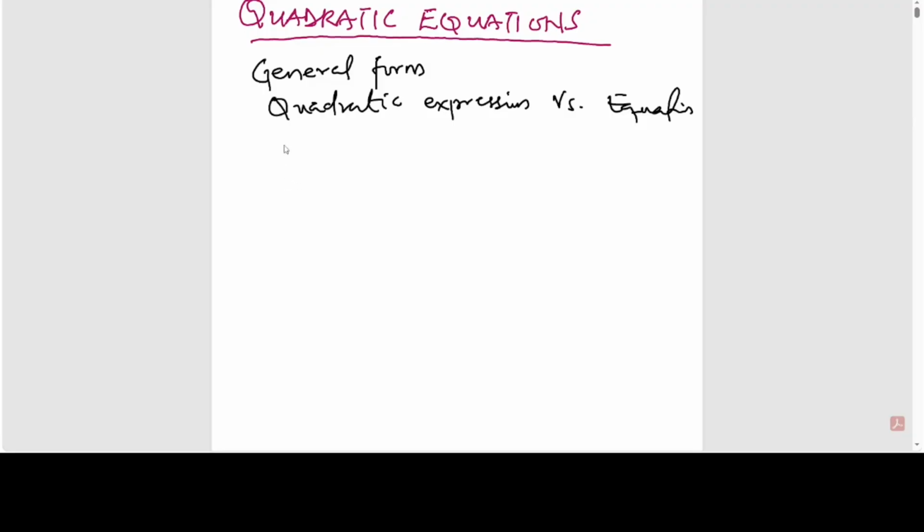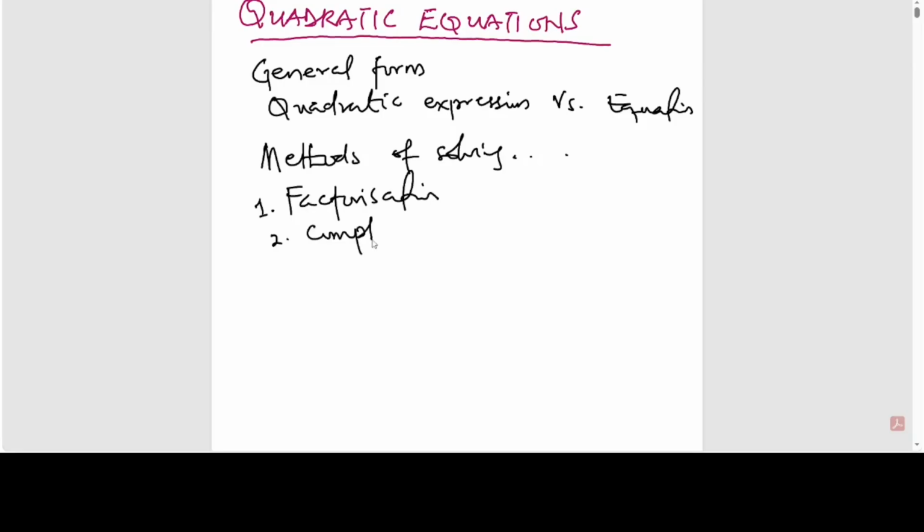And then after that, we talk about methods of solving quadratic equations. We have a lot of methods, but I'm going to talk about four main methods. First of which is the factorization method. So by factorization, that's number one. Number two is by completing the square, or the completing the square method.